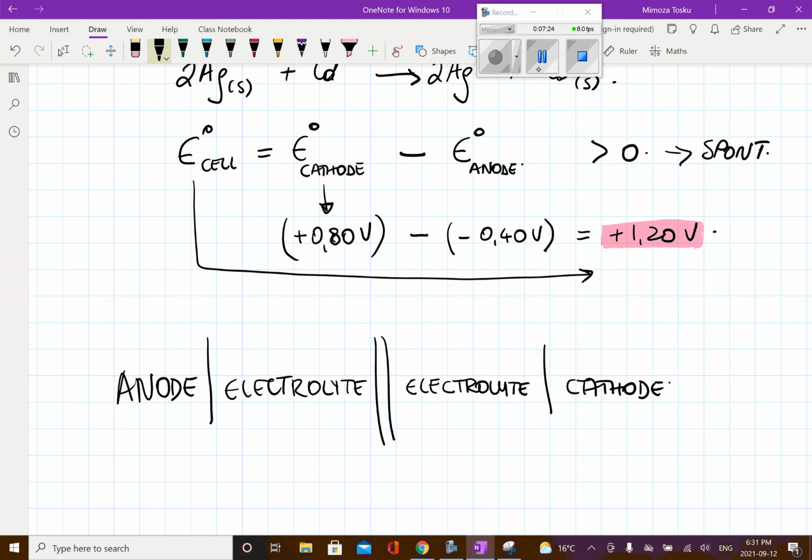What is happening with electrons? They are moving from the anode toward the cathode, electrons and cations are moving in the same direction, while anions are moving in the other direction, and this is happening in the salt bridge.